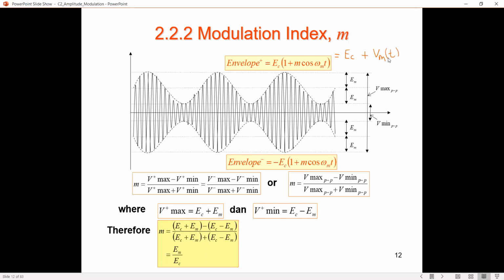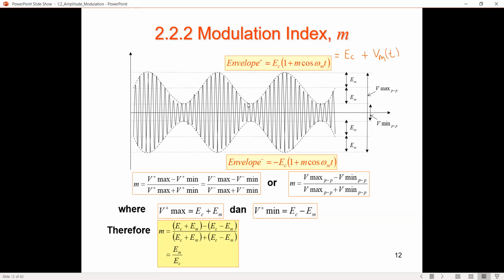So it's EC plus VMT. We have our information signals at the envelope of our modulated signal. It has positive and negative cycles. Basically they carry the same information. It's just the mirror image. For example, here is the positive envelope above, and below is the negative envelope.